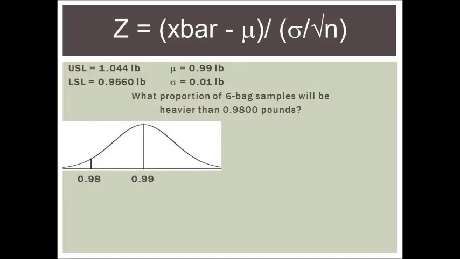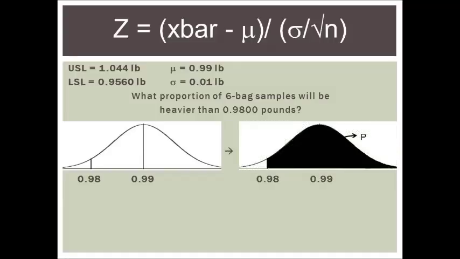Okay, so for the first question, what proportion of 6-bag samples will be heavier than 0.98 pounds? Hopefully you've drawn this diagram. What portion of that diagram should we shade? What portion of the diagram represents the answer we're trying to find? Well, the question asks what proportion of 6-bag samples will be heavier than 0.98 pounds. So that means that we are going to shade the entire region of the curve that is greater than 0.98 pounds. That is to the right of 0.98 pounds, which is really most of the curve.